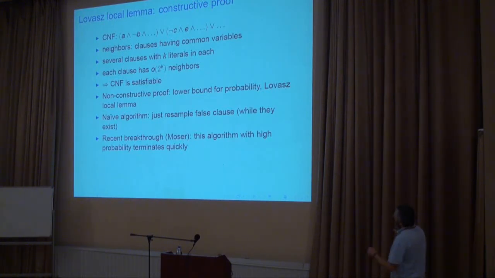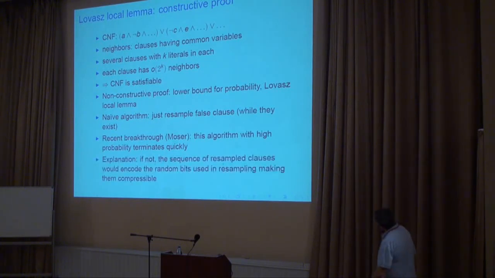A naive algorithm is just take any valuation of the variables, and if some clause is false, you replace all its variables with new fresh random values. And if you do it long enough, and you don't need to do it long, it terminates quite quickly, and you get the satisfying assignment. And there is a simple explanation using Kolmogorov complexity, and if compressed into one sentence, it's here. If this algorithm does not terminate for a long time, then the sequence of resampled clauses somehow encodes the random bits, which is impossible.